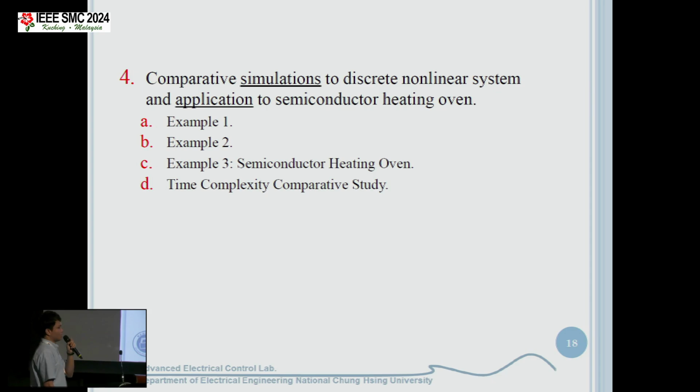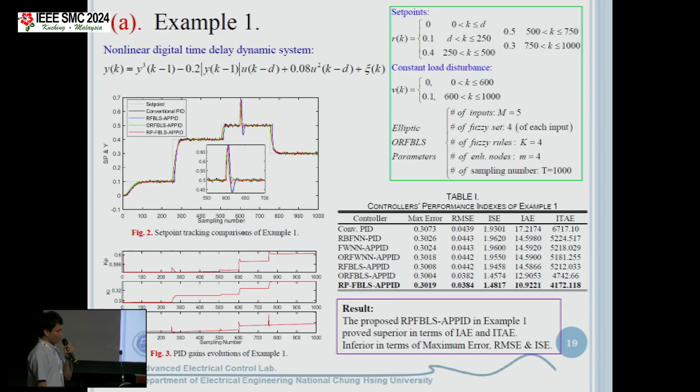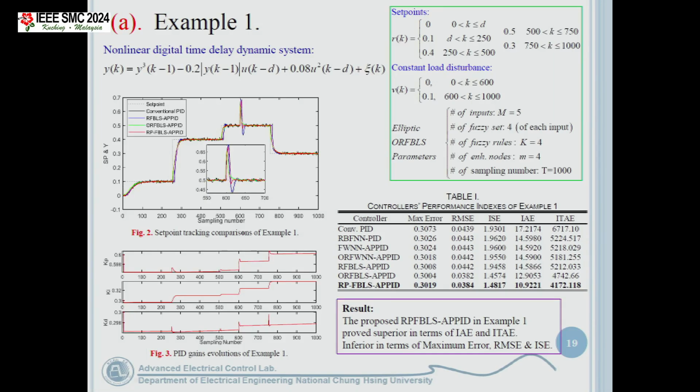And we are going to Section 4, which is a comparative simulation and also its application to a semiconductor heating oven, where we will also have a time complexity comparative study. For the first example, we are going to do a simulation study following the nonlinear dynamic system written in these equations, with each parameter written on the right-hand side here.